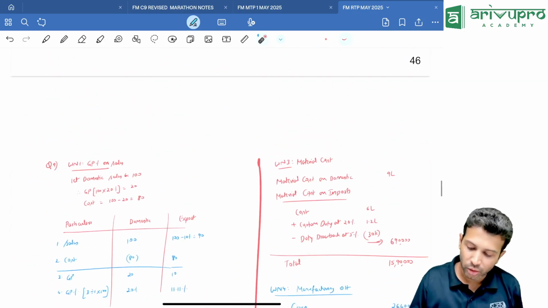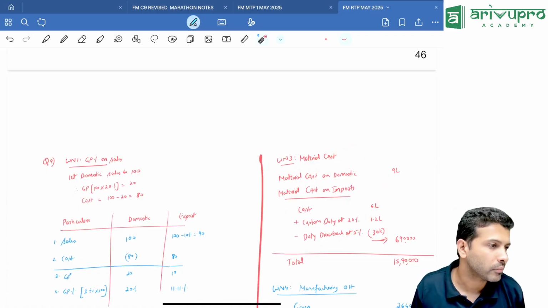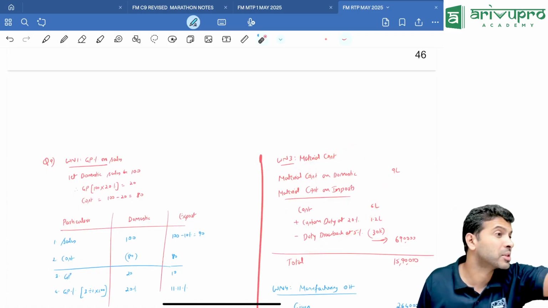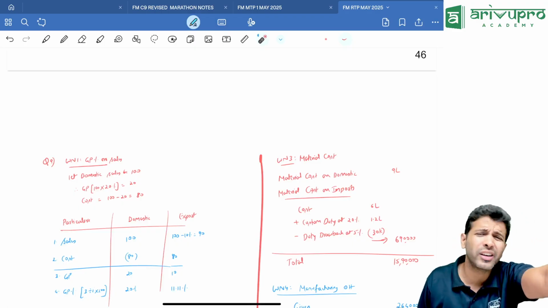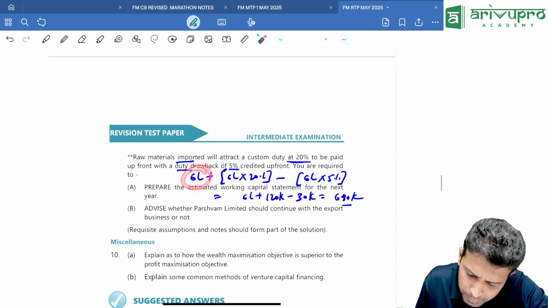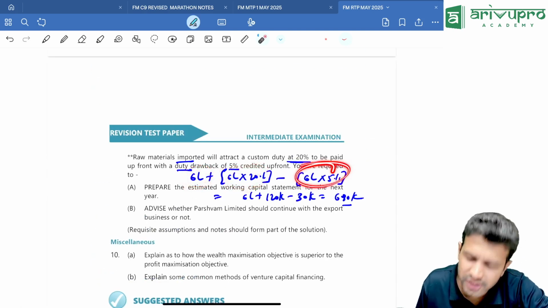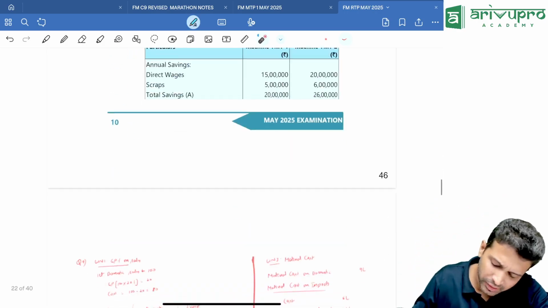Next is some working note. Material cost. Sir, for material cost I've done a working note. Why? There is some import duty, some custom duty and duty drawback. We already calculated that. So here we have done 6 lakh plus 20% custom duty minus 5% duty drawback. When you did, how much did you get? 690. That's what I've arrived at.